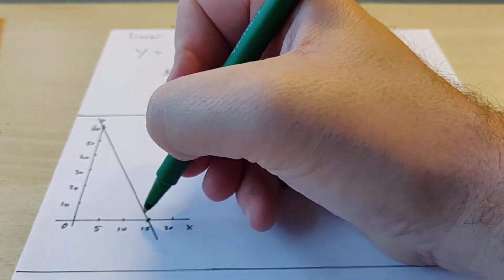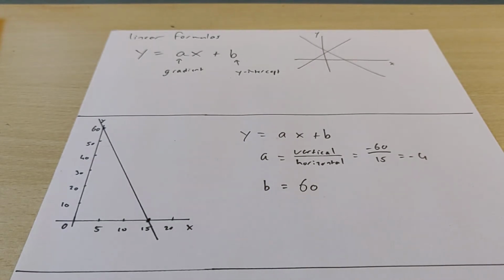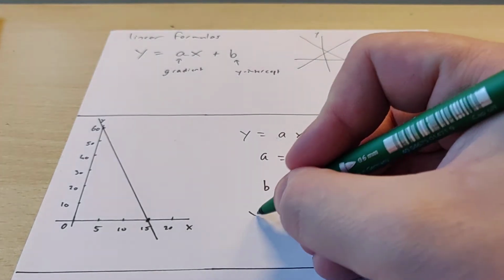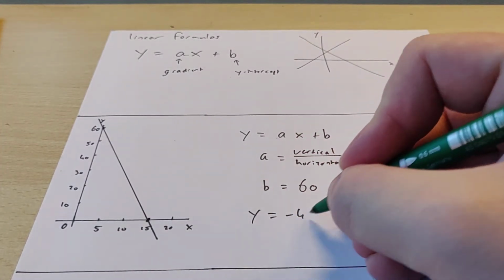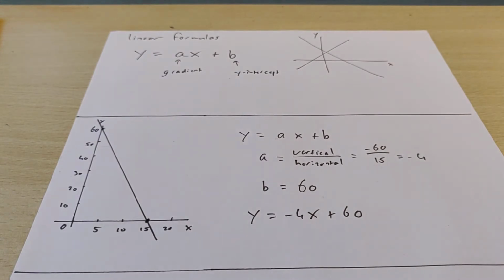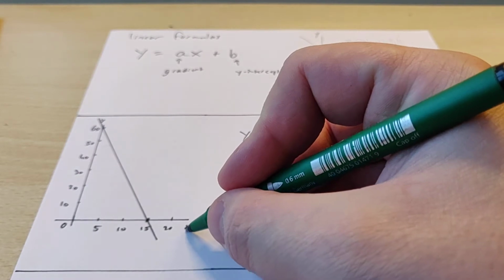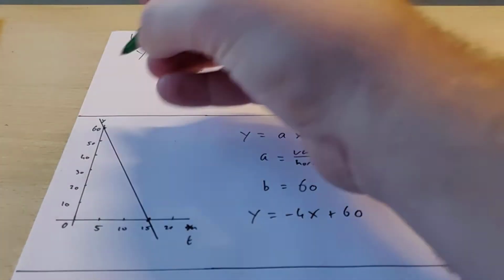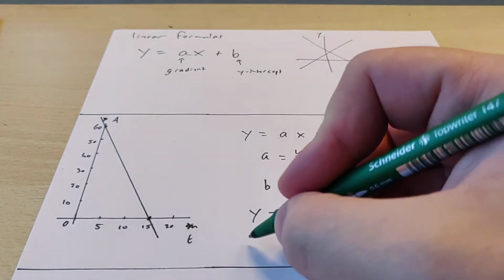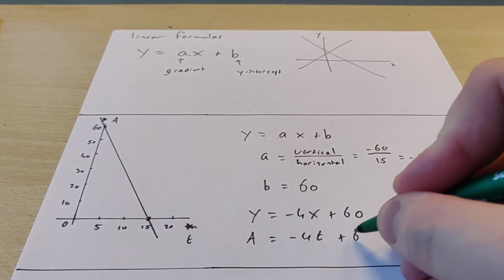Now this goes in steps of 5, so it's pretty hard to see what happens if you go 1 to the right, how much you go up or down. That's why we calculate it like that. So now we can write down the formula. The formula is minus 4x plus 60. And that's the answer. Now sometimes you have to be careful though, because sometimes there's, instead of an x, a different letter there, and instead of a y, there's a different letter there. It's like an a and a t. And then your formula would have been a equals minus 4t plus 60.